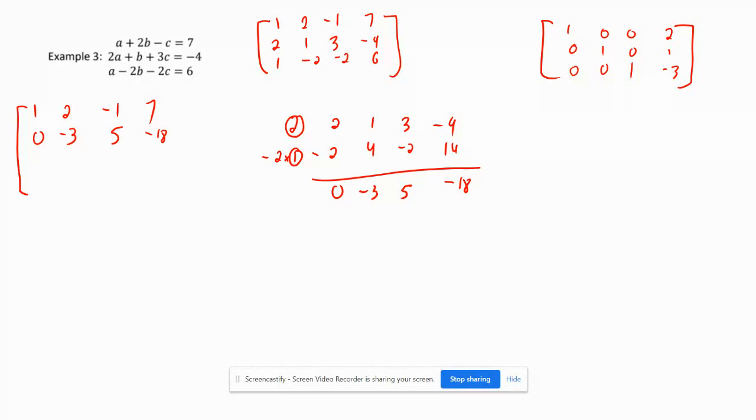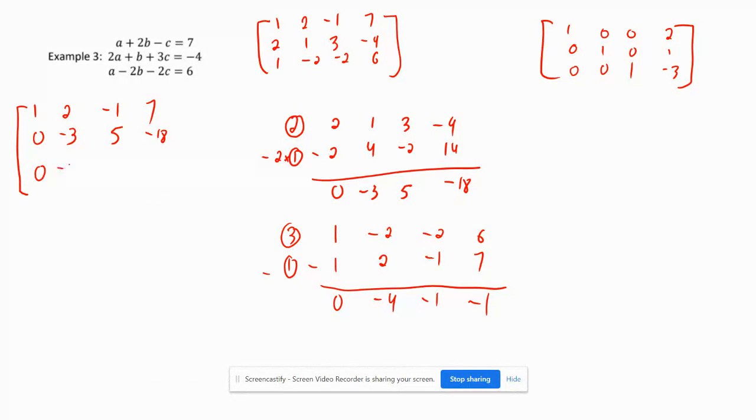Okay, now I want to use this one to get rid of this one. So I'm going to go equation number 3 minus equation number 1. Zero, negative 4, negative 1, negative 1. Guys, I'm just going to go to the next slide here. Give you a sec.